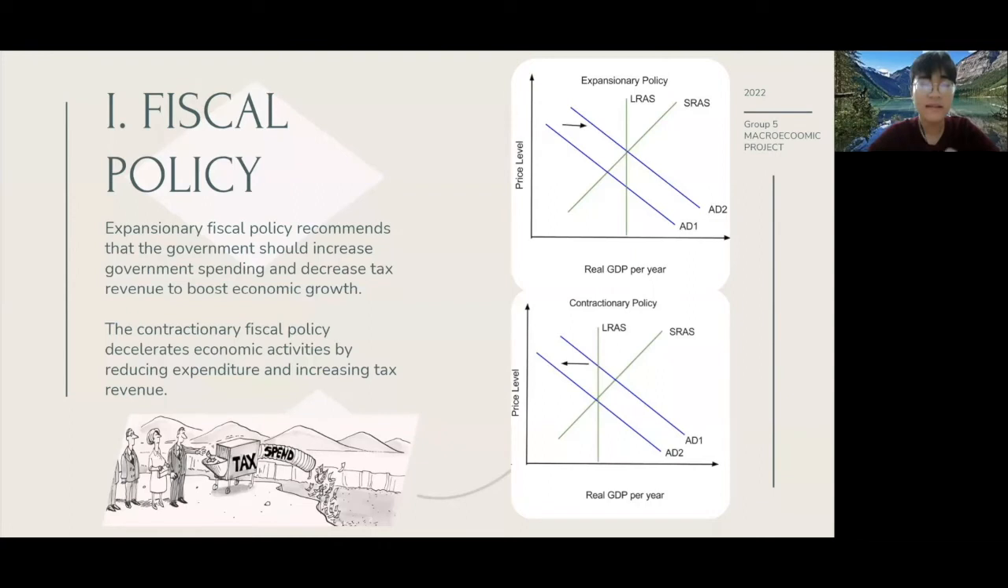Therefore, they will increase disposable income and encourage more investment. This will shift the aggregate demand curve to the right, increasing price level and equilibrium. Conversely, the contractionary fiscal policy in the below graph decelerates economic activities by reducing expenditures and increasing tax revenues, which will decrease individuals' disposable income and consumption. This results in the aggregate demand shifting to the left, reducing price level and equilibrium.